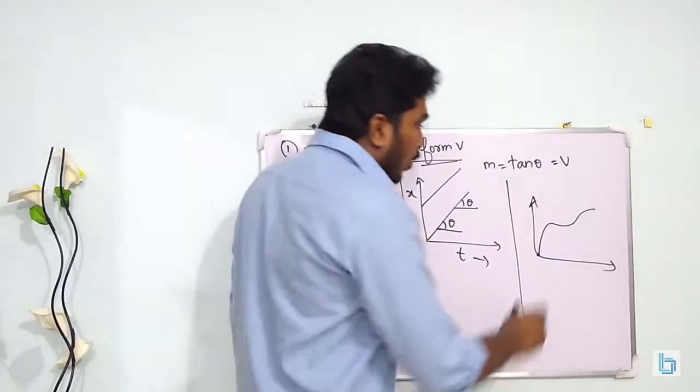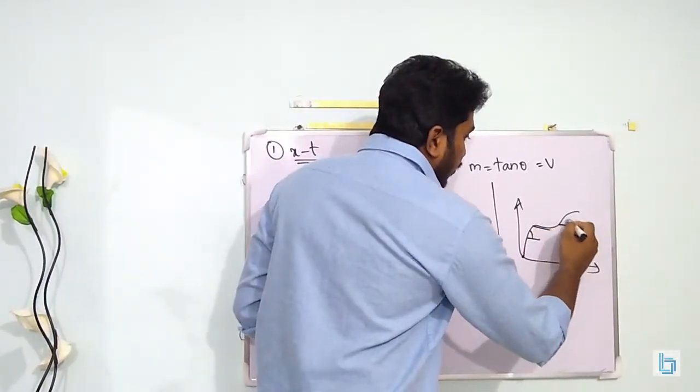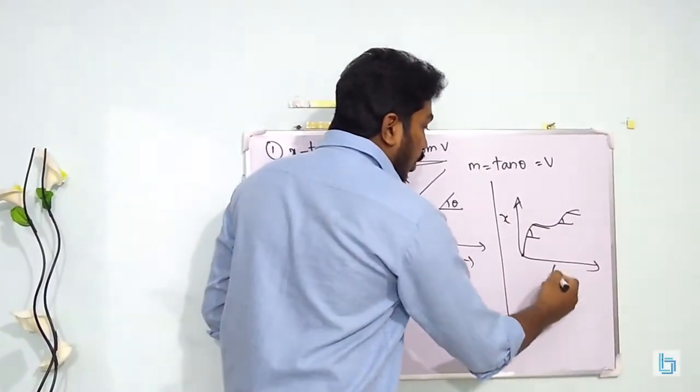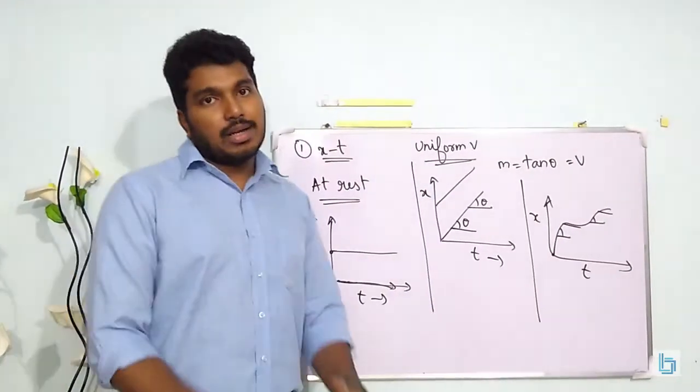For non-uniform velocity, it may be something like this. It will lie like this, so at each point, if you take the angle, it will be different. So that is a representation of a non-uniform velocity in an xt graph.